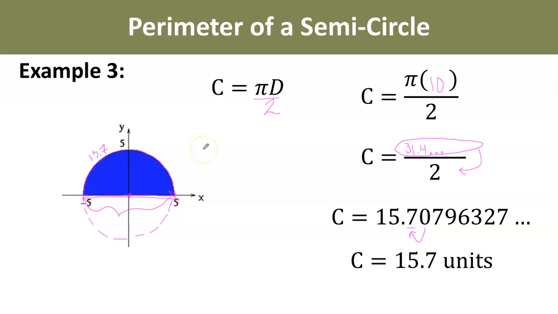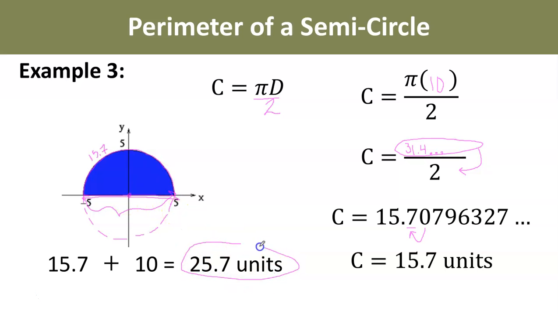But I also need to add to that another value. I need to add this length at the bottom. We already determined that this straight line segment was equal to 10 units. So we need to add 10 to the 15.7 to get the total perimeter of this semicircle. And the total perimeter of the semicircle is 25.7 units. We added both the curved line segment and the straight line segment to get our total perimeter.